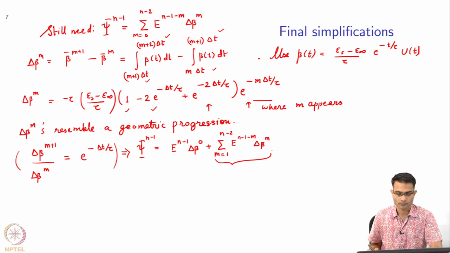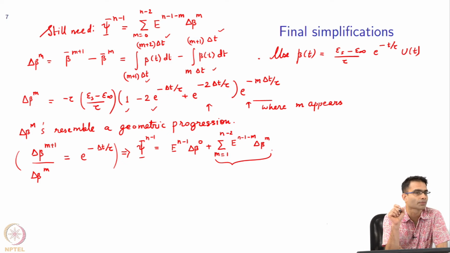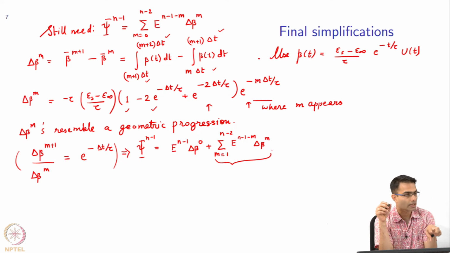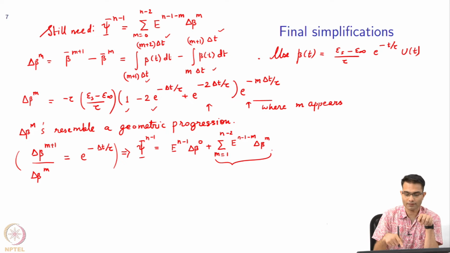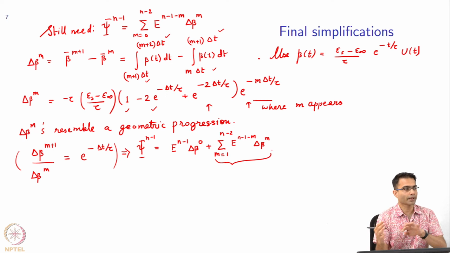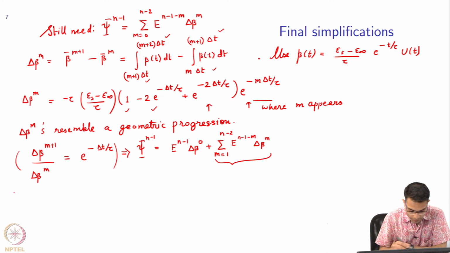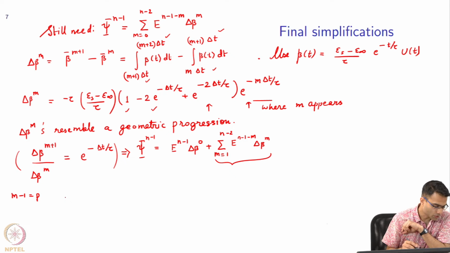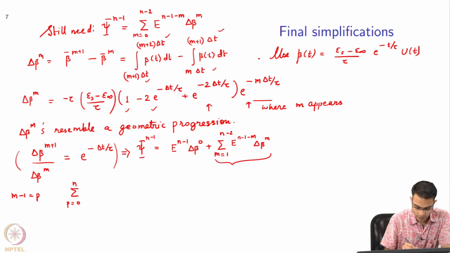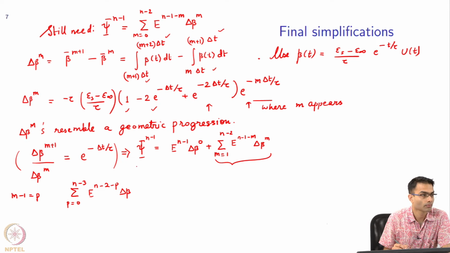Now, in this summation what I can do is introduce a new summation variable. In the summation for psi n minus 1, my m was going from 0 to something, and the way that I have written it now, m is going from 1 to something. If I want to bring it back down to 0, I need to introduce a new variable. So, let us call it p, such that m minus 1 is equal to p. With that, this summation becomes the summation of p equal to 0 to n minus 3, e n minus 2 minus p, delta beta p plus 1.